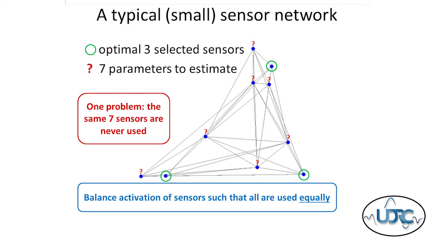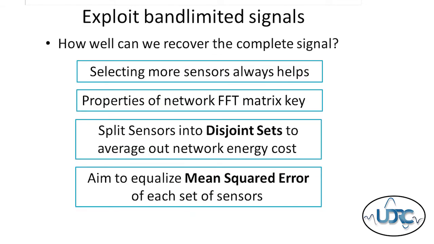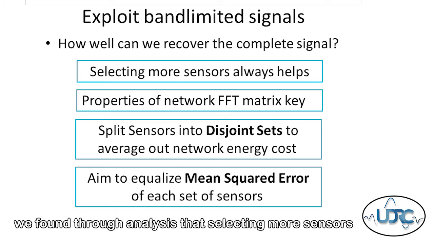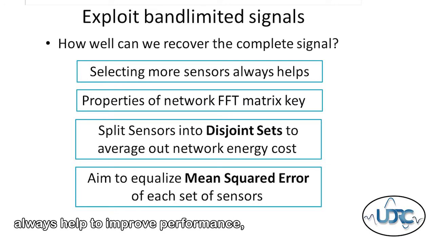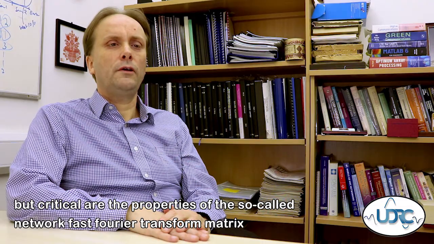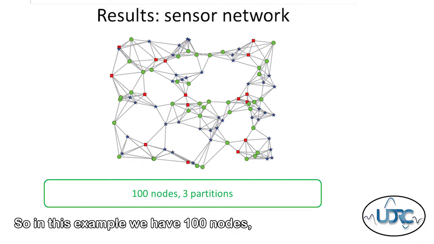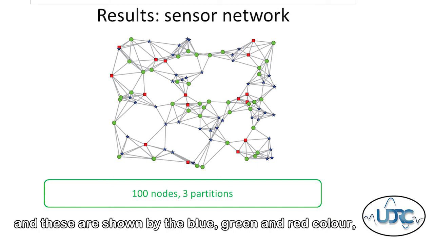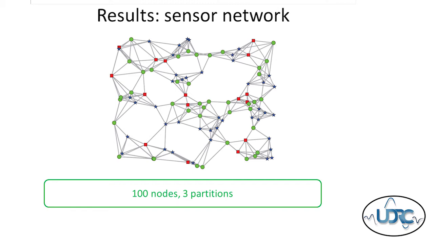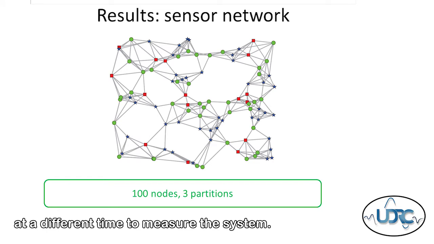So in our solution, we found through analysis that selecting more sensors always helps to improve performance, but critical are the properties of the so-called network fast Fourier transform matrix, as these show the connectivity between the different sensor types. So in this example we have 100 nodes and we split them into 3 partitions, and these are shown by the blue, green and red colour. So each colour will be activated at a different time to measure the system.